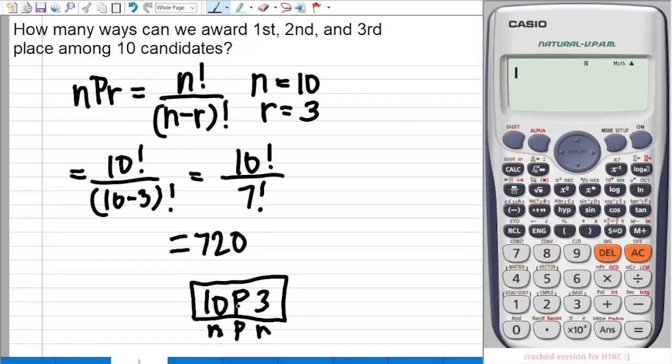So 10P3. You need to input 10, then look for the yellow text that says nPr. It's right here, nPr, on the multiplication symbol. So I need to click shift and then that button, to use the P. Okay, so 10P, then just input r. So when you click equal, it will solve the permutation directly, 720.